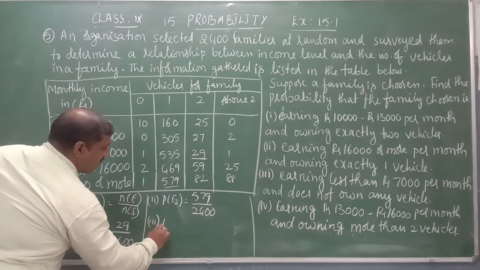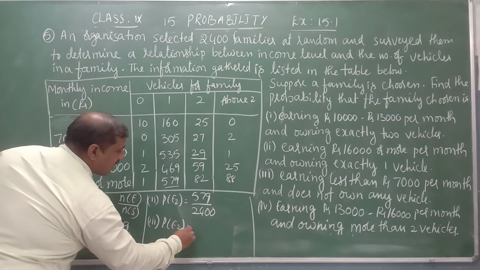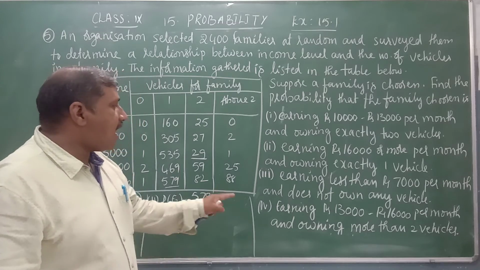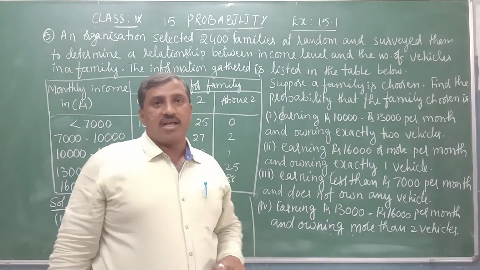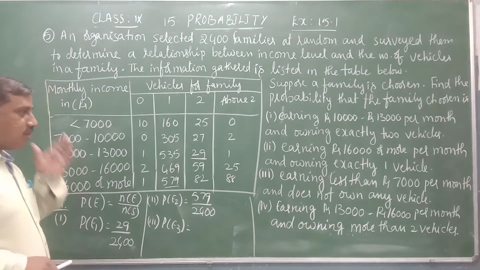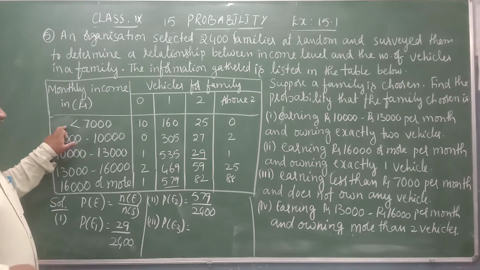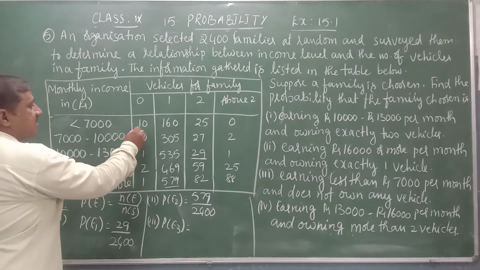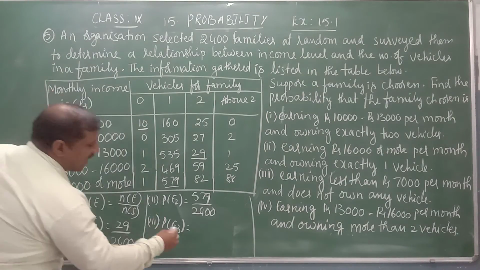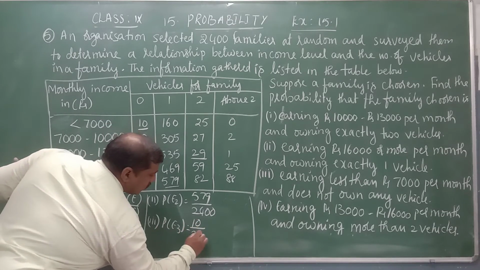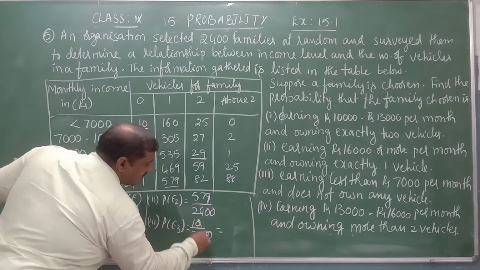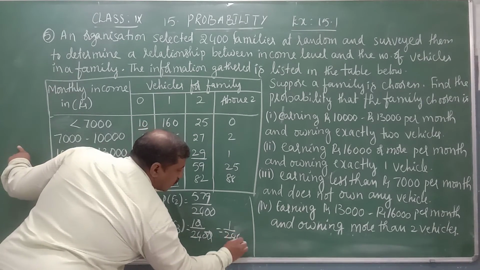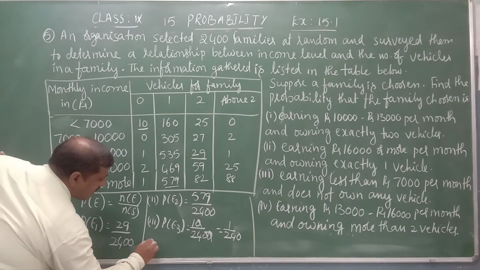Now the third event, P of E3: earning less than 7,000 rupees per month and not owning any vehicle. They should earn less than 7,000 and have no vehicle. There are 10 families. Therefore, their probability is 10 divided by 2400. The zeros cancel, and simplifying we get 1 divided by 240.